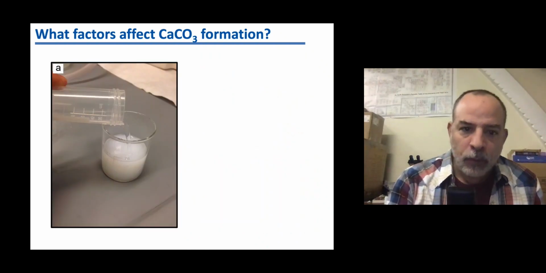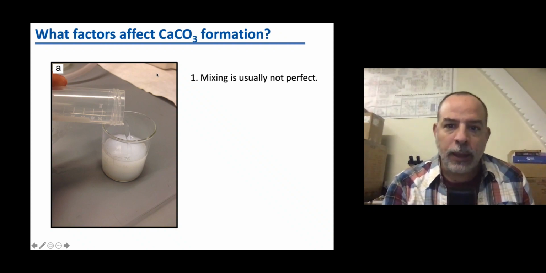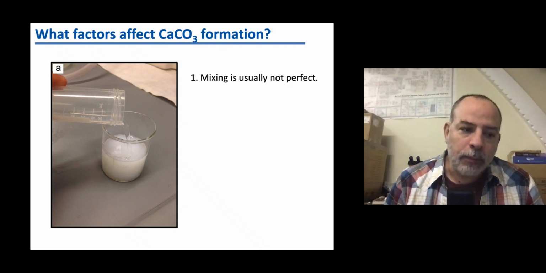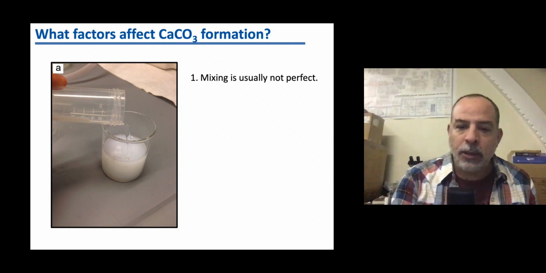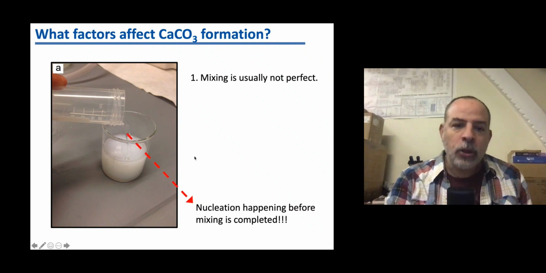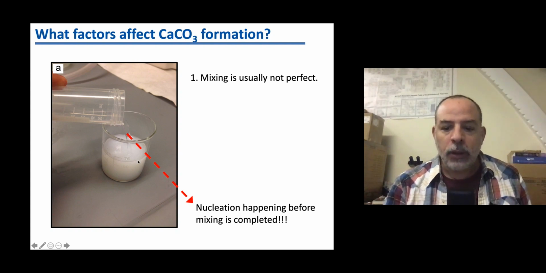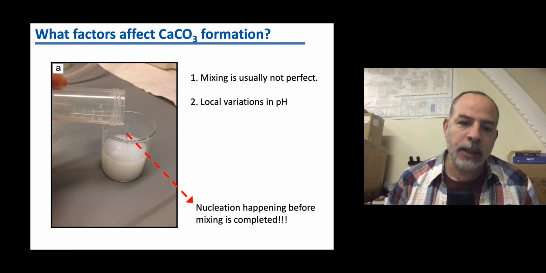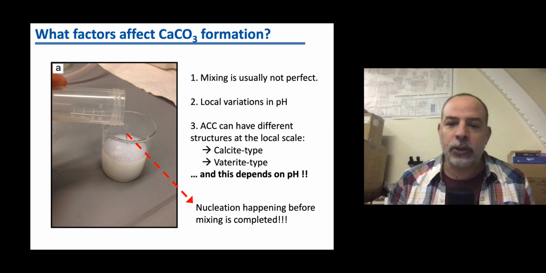So why is this happening? Well, because of one simple thing. When you see how we mix aqueous solutions, we think that we mix them very quickly, but mixing is never perfect. What I mean is that something which is happening in a matter of milliseconds looks very quick to us, but for crystallization can be very slow, because what is happening here is that we are nucleating calcium carbonate before all the mixing has been completed. Therefore, we know that there are local variations in the pH of the aqueous solution, which are taking place while we are mixing both solutions. And we know, it is very well known, that this amorphous phase can have different types of structures at the local scale.